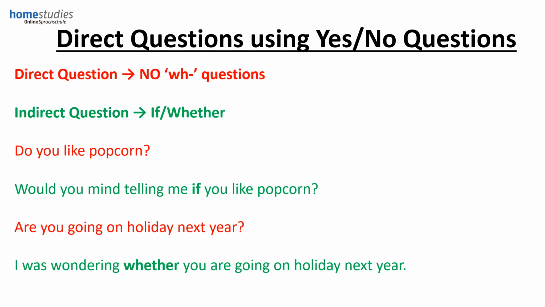Another example. Are you going on holiday next year? I don't know. I'm not a mind reader. However, I'm expecting you to say yes or no. And notice there is no WH question word within that question. Therefore, when it's being made into an indirect question, we can use if or whether. We have to use if or whether. So for example, I was wondering whether you are going on holiday next year. So remember, if the answer is going to be yes or no, then we will use if or whether in the indirect question. Don't worry if you don't understand this, you will have practice later on during the test.